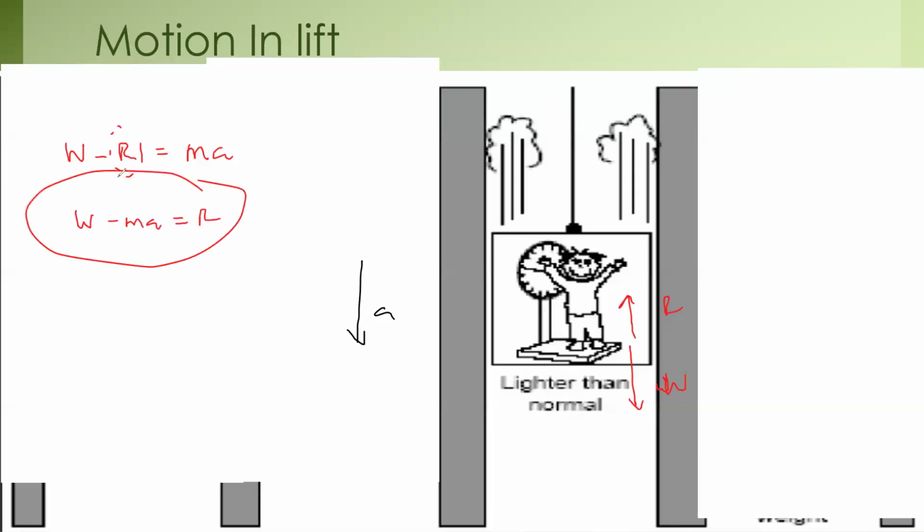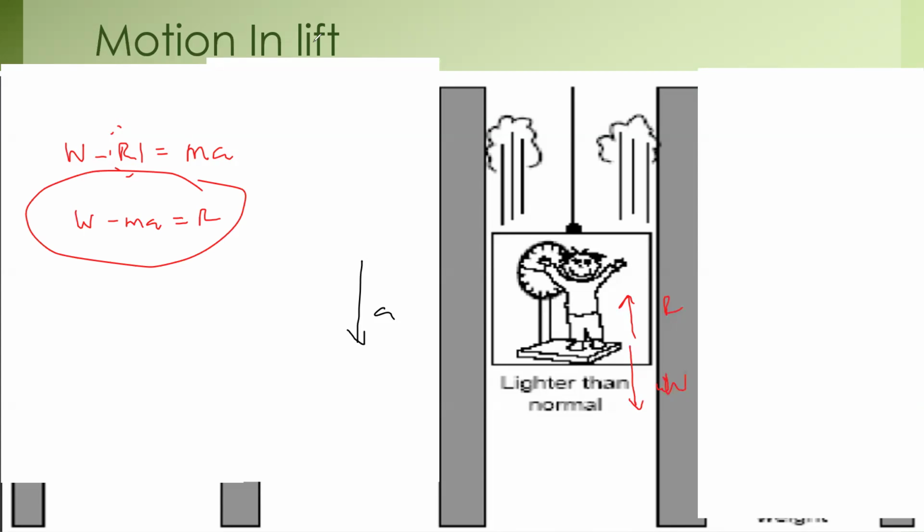So if the lift is accelerating downward, the forces acting are the weight acting downward and a normal contact force acting upward. Because it is accelerating downward, it means the weight must be more than the normal contact force, and the difference is equal to ma. So what about the normal contact force? W minus ma is equal to R. So the normal contact force will decrease. If the normal contact force decreases, the weight will also appear to decrease. This is called the apparent weight.